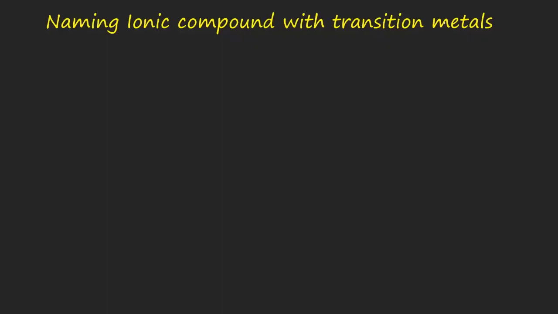In this lesson, we learn how to name ionic compounds when the cation is a transition metal. We have already seen in the previous videos that if the metal is from the main group elements, for example, sodium, we know that it's always +1 because it is present in the first group. Or calcium, it is always 2+ because it is present in the second group.